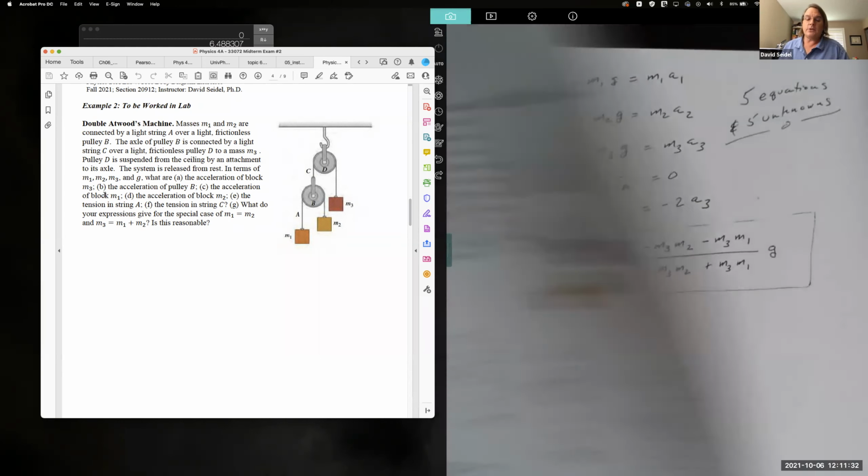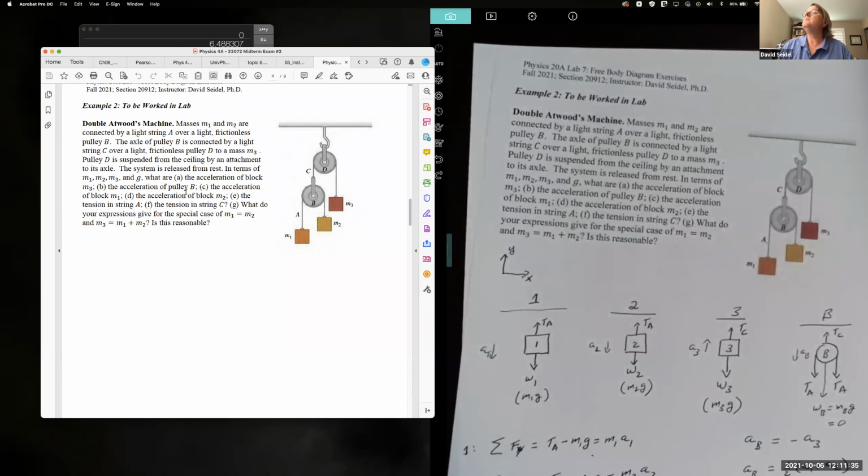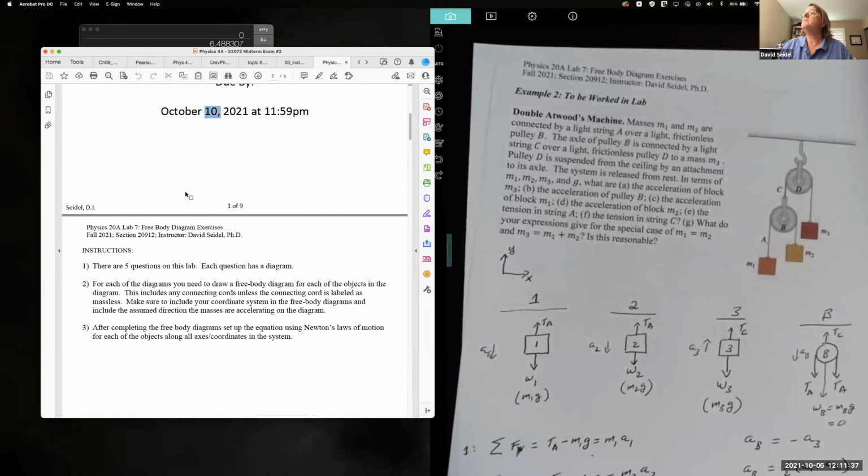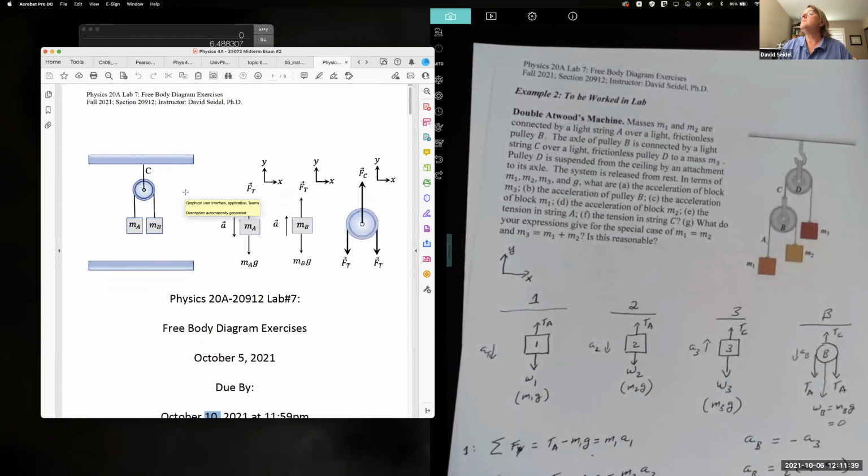Our cover page. This had 3 objects to deal with. This has the 2 objects, MA and MB. This, and I wanted to find the tension in C.